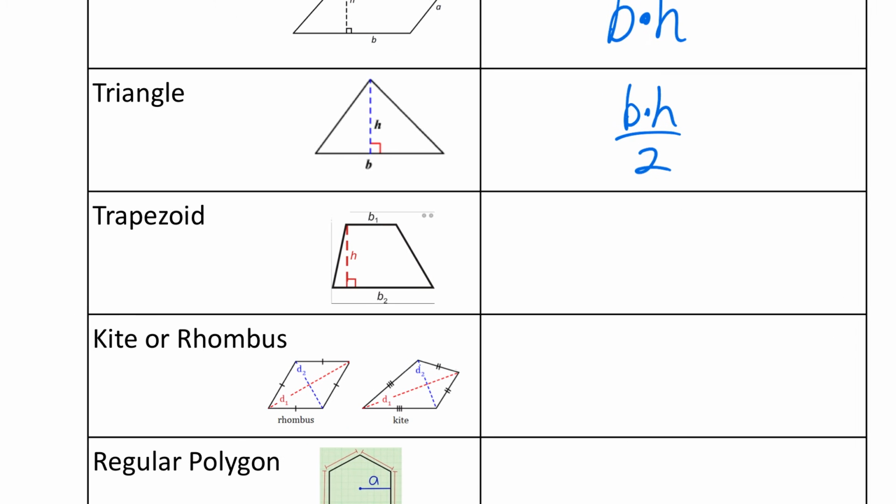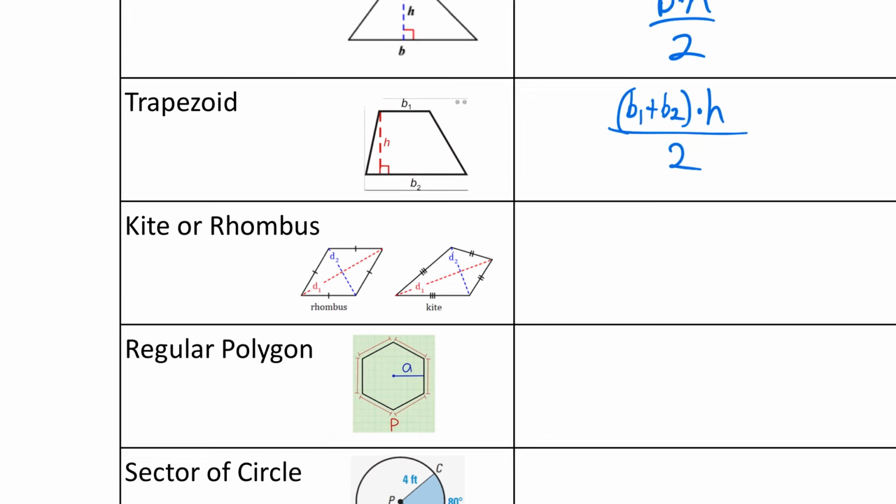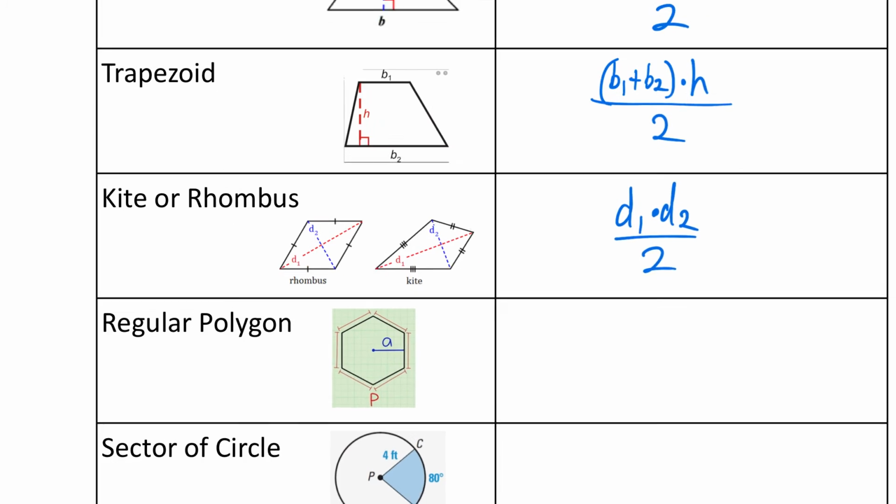For a trapezoid, okay, good. So I do it a little bit different, but same thing. Base 1 plus base 2 times height divided by 2. Okay, how do you find the area of a kite or a rhombus? Same formula. Okay, good. Diagonal 1 times diagonal 2 divided by 2.